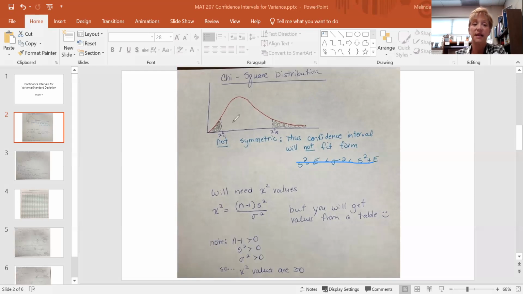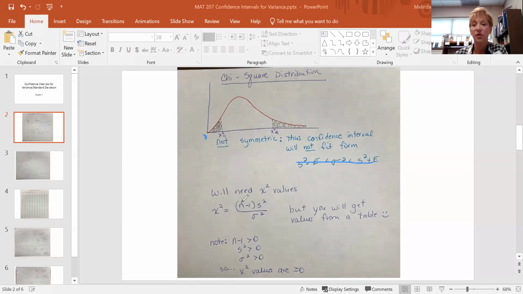The only thing I want you to notice, which they make a big deal about in your book, is that these chi-squared numbers are never negative. Remember, you could get negative z-scores, but you cannot get negative chi-squared values, because when you square the standard deviation, whether it's the sample or the population, those numbers are never going to be negative.